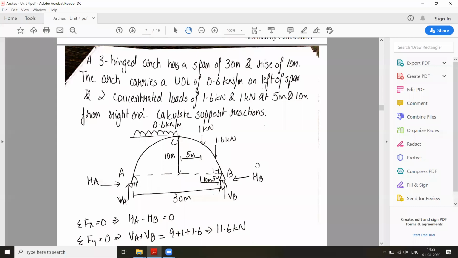Okay. So now let us calculate the support reaction. Again, the same step. We need equations of equilibrium. The first equation I'm taking is summation of Fx equal to 0.